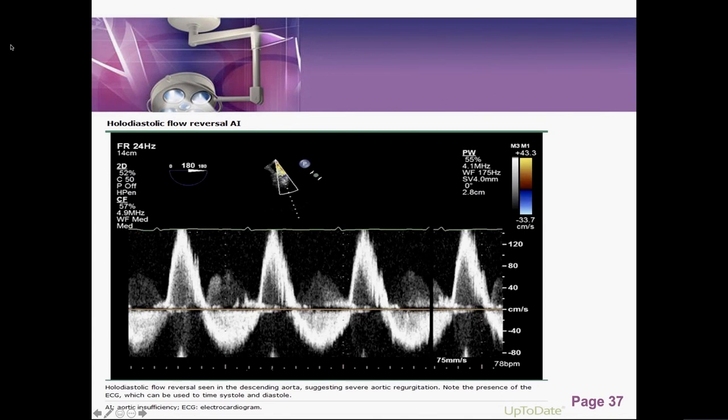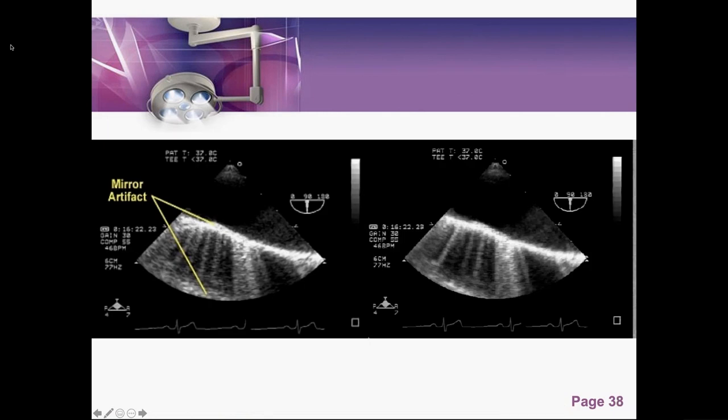They are highly likely to be seen with type A dissection. Check for holodiastolic flow reversal. More importantly, confirm the diagnosis and don't be misled by artifacts.